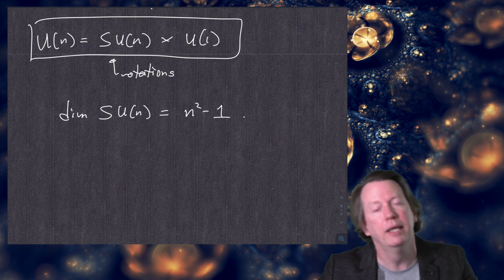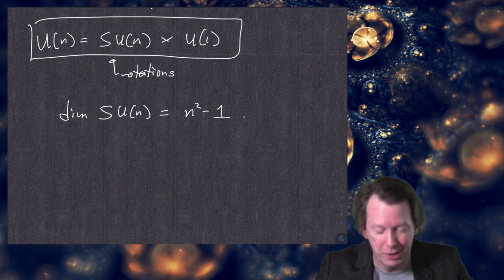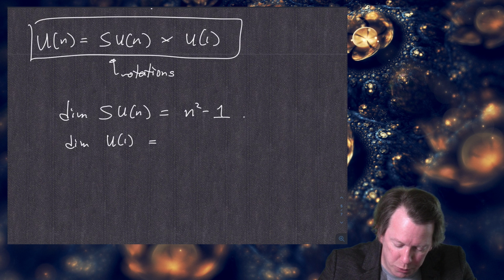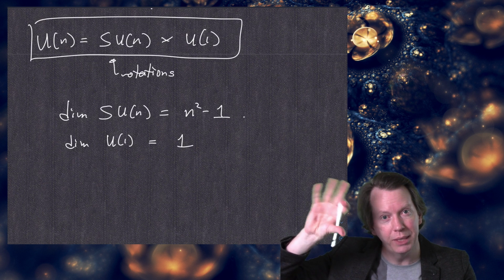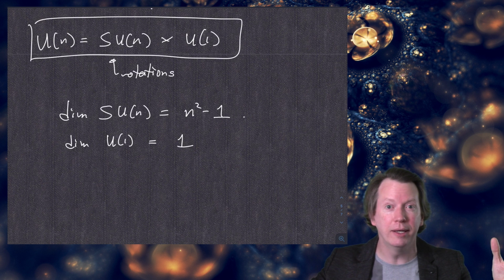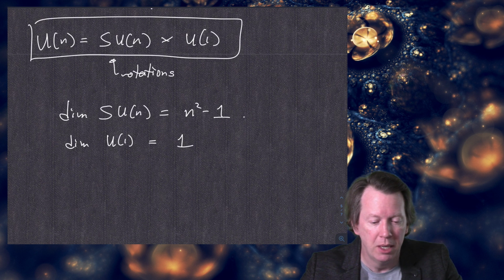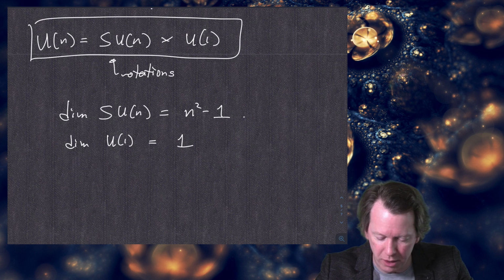The minus 1 is basically the U1, okay? The dimensionality of U1 equals 1 because it's just that one rotation. So the dimensionality of UN is going to be n squared. That's how many things you can do to n complex numbers. All right, where are we?